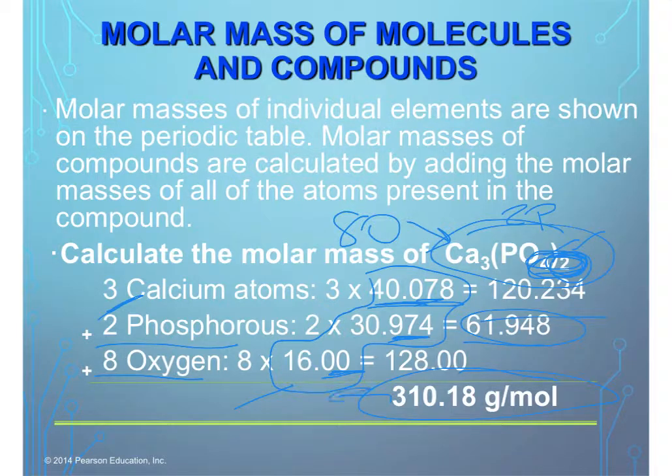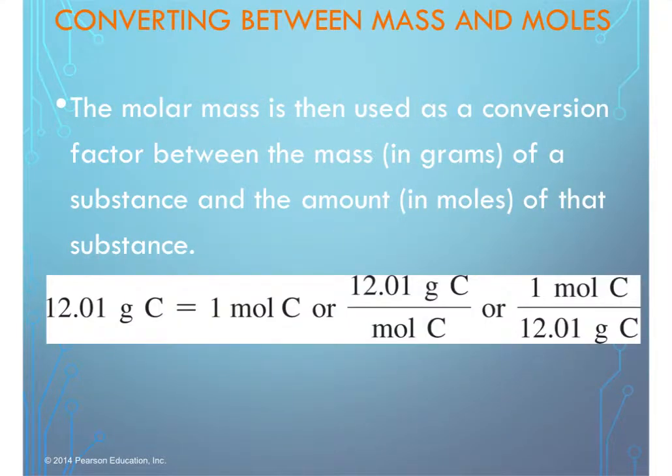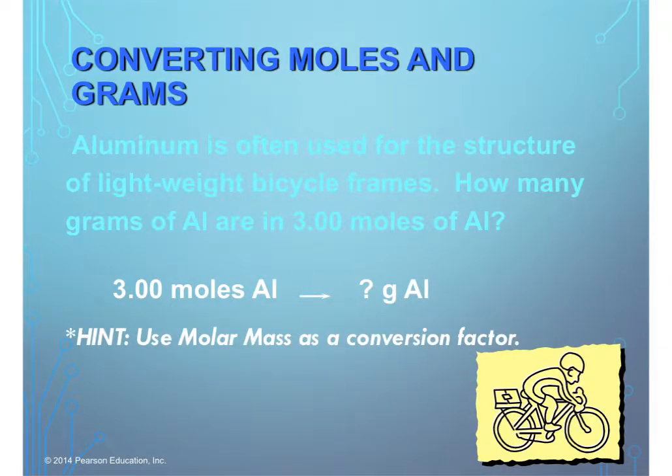And what that means when we use a conversion factor is 310.18 grams of this substance equals 1 mole of this substance. As with any conversion factor, you think of the numerator and denominator as equivalent quantities, just different units. There should be a 1 there. And how you arrange the conversion factor, right side up, upside down, is going to depend on what units you're given. So let's do a simple one.